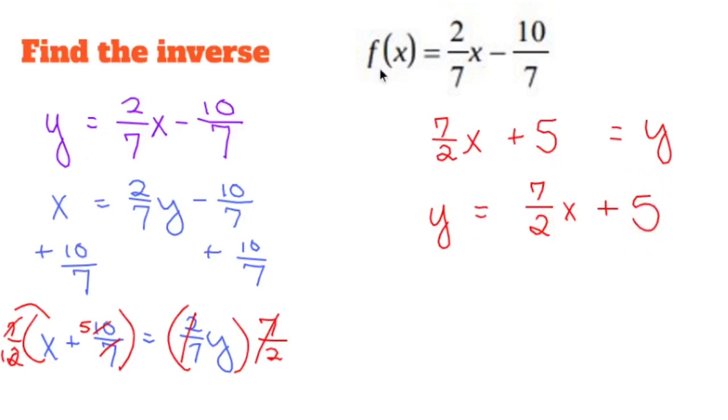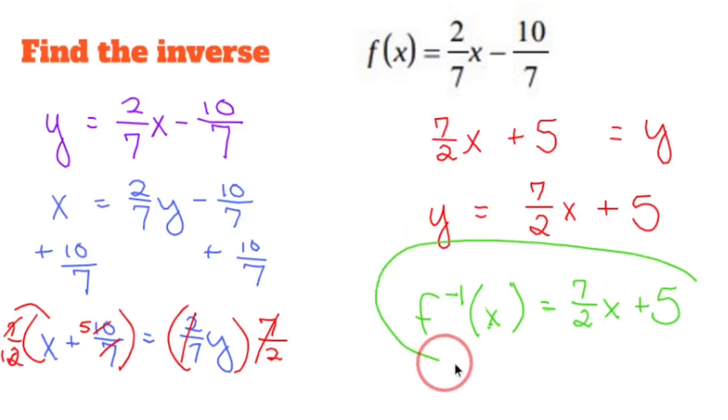Remember, I turned f of x into y, so I'm going to turn y back into f of x. But since this is my inverse, I'm going to make that f inverse of x equals 7 over 2x plus 5. That is my inverse function. Can't spell inverse function without fun.